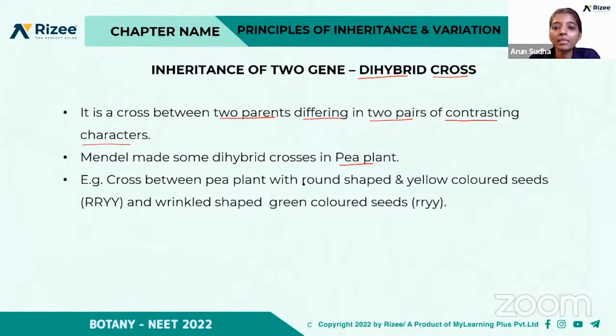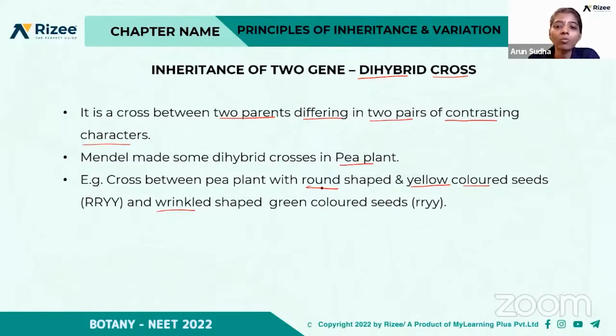One is the shape, that is round or wrinkled, right? So he crossed the pea plant with round shape and yellow colored seeds. So he took two characters, one is the shape and the other one is the color of the seed. So round shape and yellow colored seeds with wrinkled shape and green color seeds.